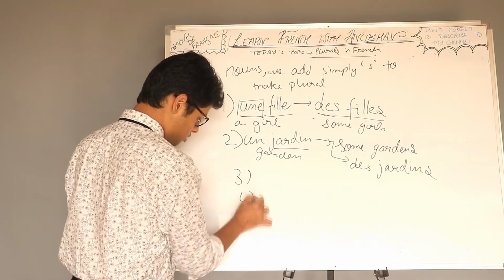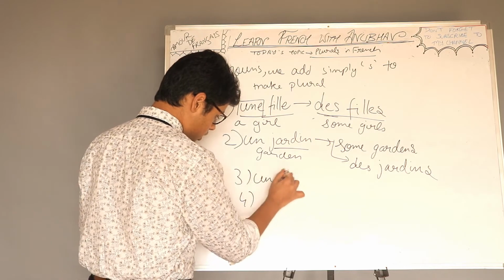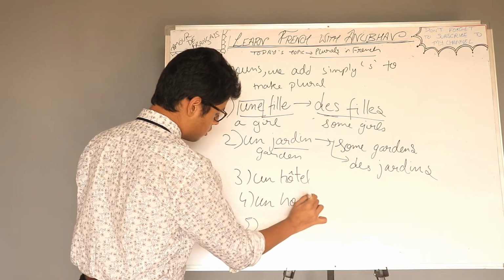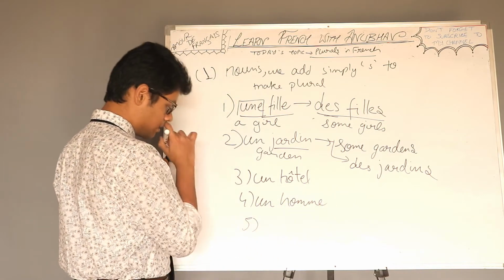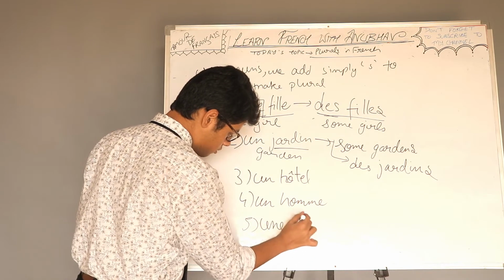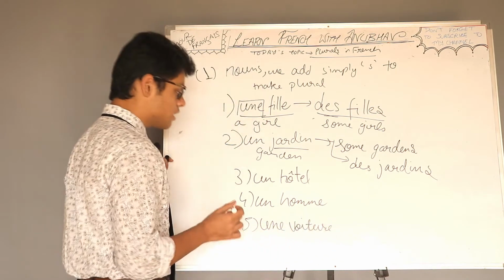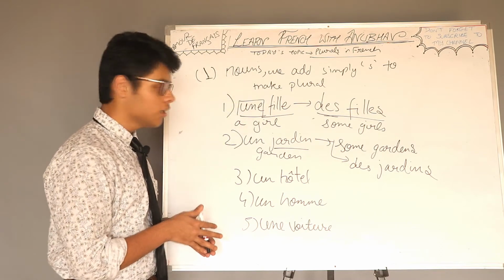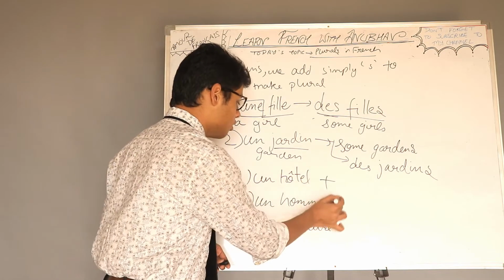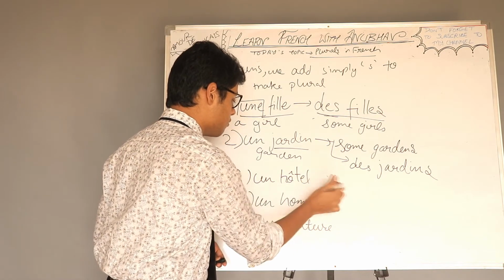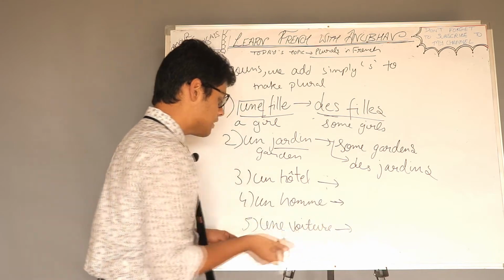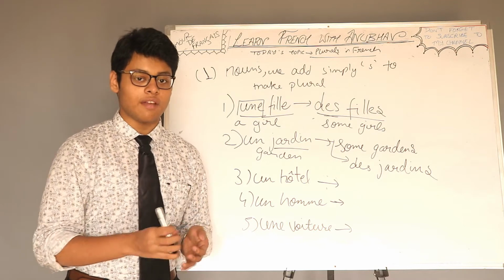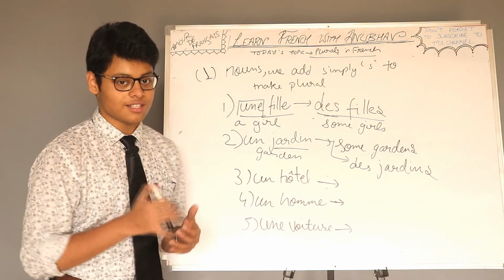Now I'm adding some more. Hotel, un homme, and what else? Une voiture. Hotel, a hotel; homme, man; and une voiture, a car. So I'm giving you say 10 seconds, or you can just pause it and write it somewhere. Let's see whether you are able to do it or not.